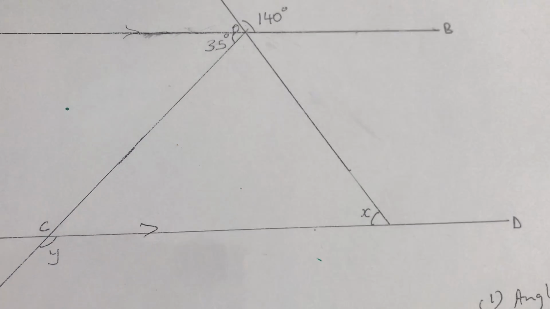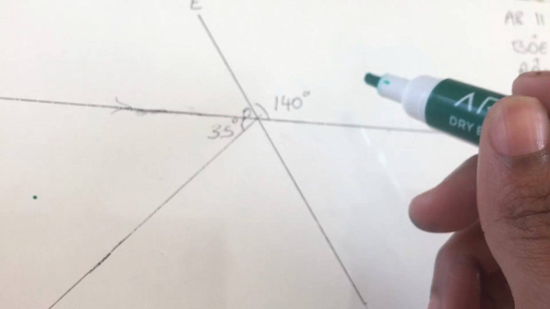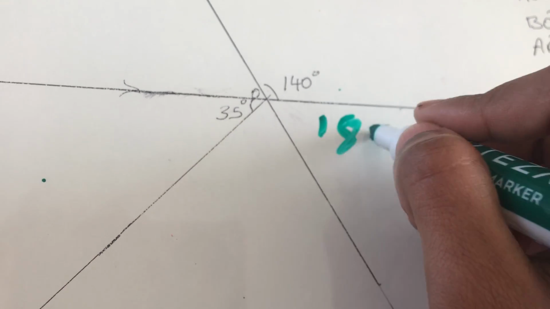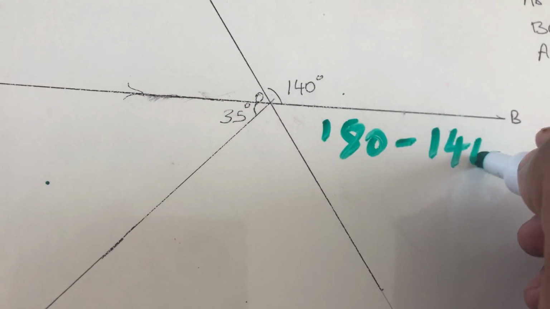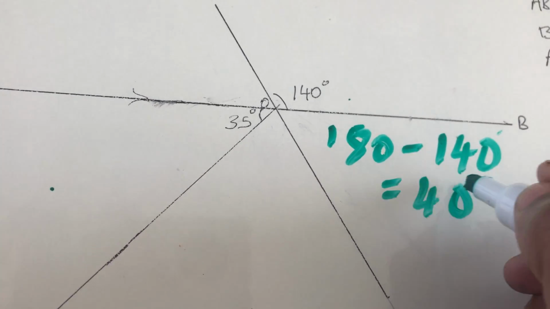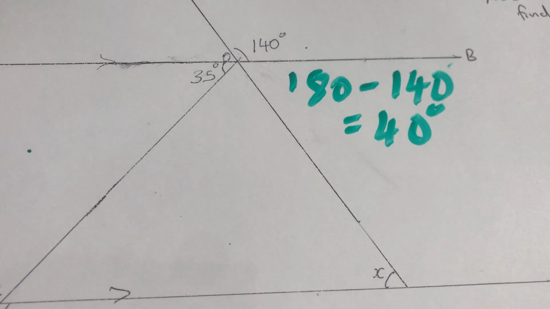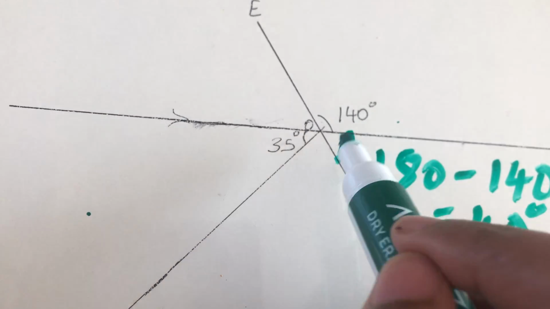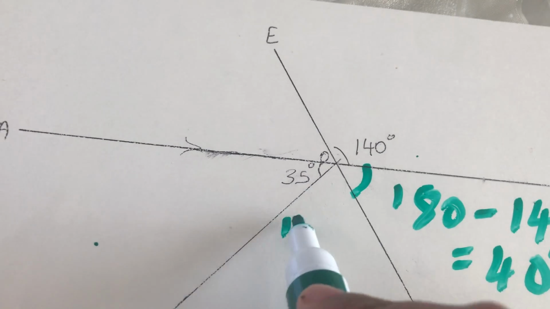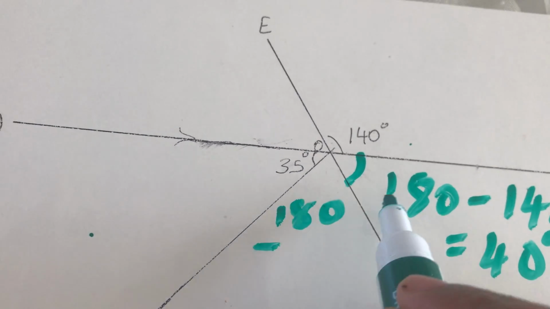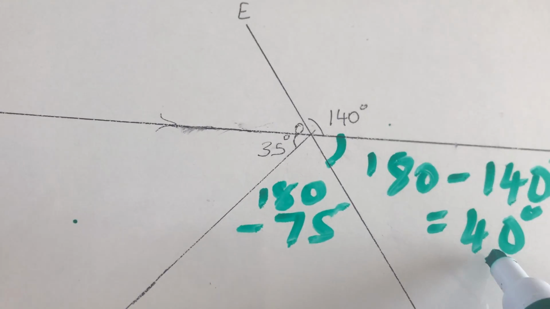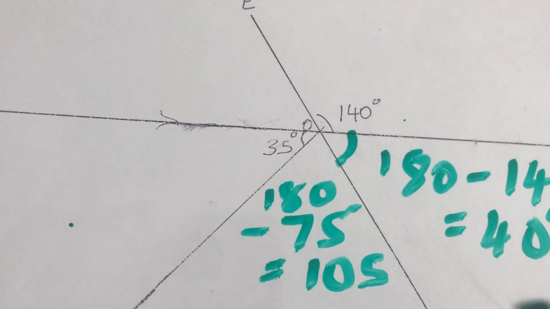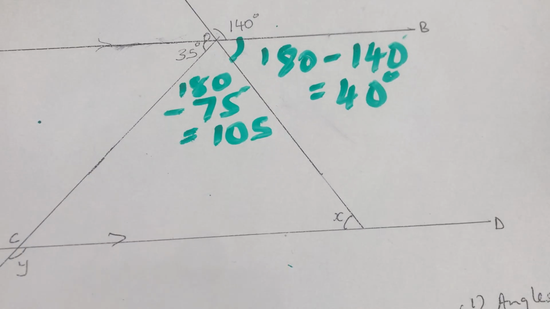Okay, so now that we know that, let's start with this because it's the easiest one. This is a straight line, so this would be 180 minus 140 degrees, which equals 40. So we know that. We would know this as well because this is a straight line. If this is 40 and this we know is 35, this would be 180 minus 75, because it's 40 plus 35. So 180 minus 75 is 105. So we know that.